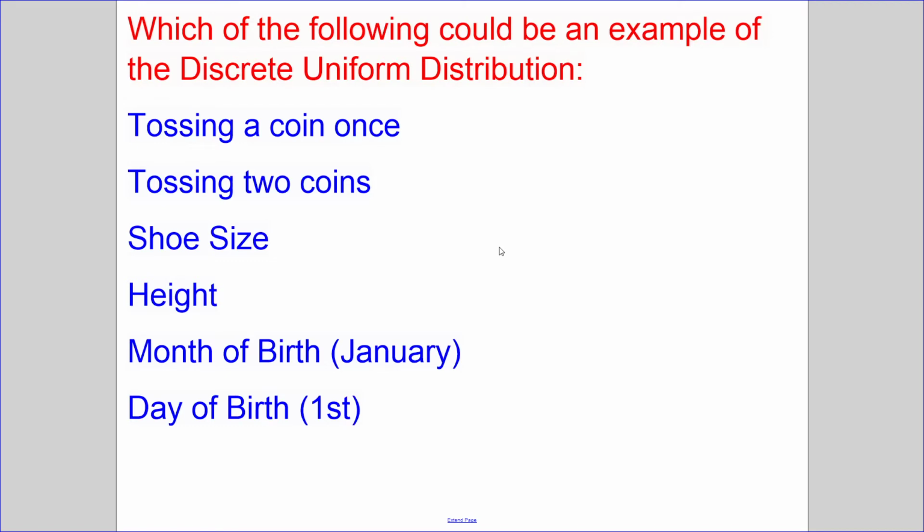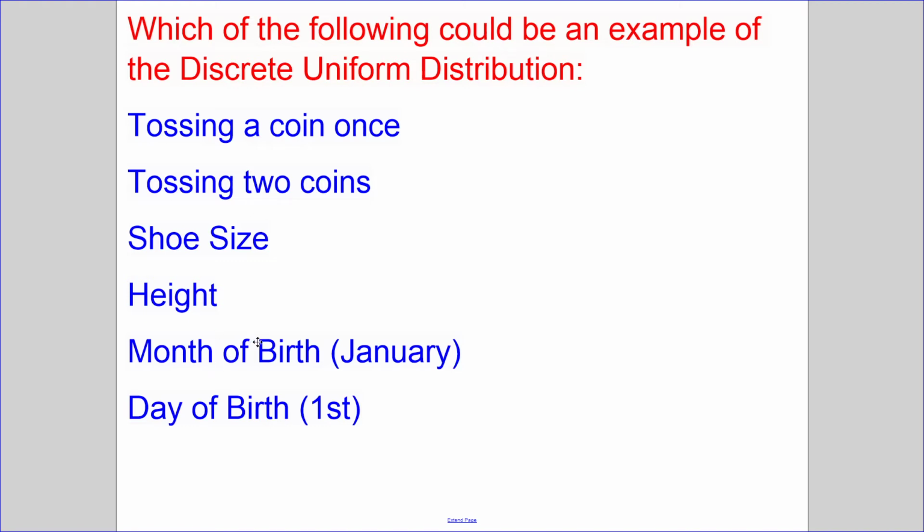So have a quick think, pause the video if you like, and have a think, which of these are a discrete uniform distribution? So tossing a fair coin once, recording the number of heads, that would be a discrete uniform distribution. Tossing 2 coins, if you're recording numbers of heads for instance, this is not going to be a uniform distribution because the probability of getting 1 head is actually different. It's actually more likely that you get 1 head rather than no heads. Shoe size, there's definitely a median shoe size that's more popular than everything else, so this is not going to be uniform. Same with height.